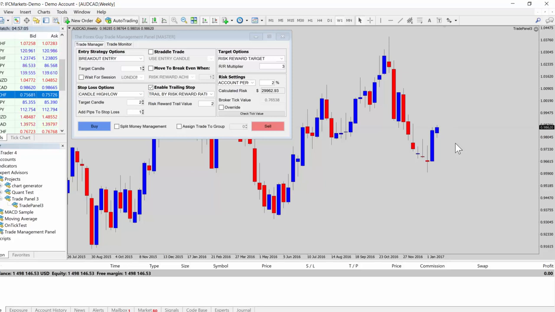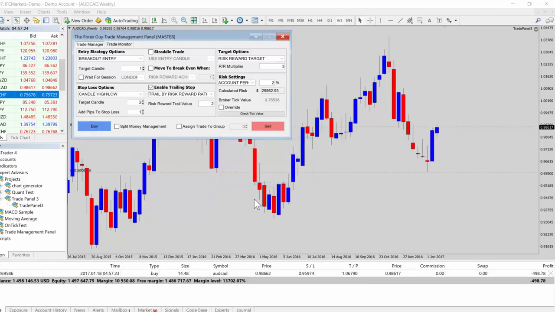trade straight away. So if we ask the panel right now to do a breakout entry of candle 1, which means set a breakout order right on the high there of candle 1, it's most likely going to enter right at market because we're pretty much at that price now. So watch when I press buy, and we actually do have that market order there. So you can see we're actually in a buy trade.